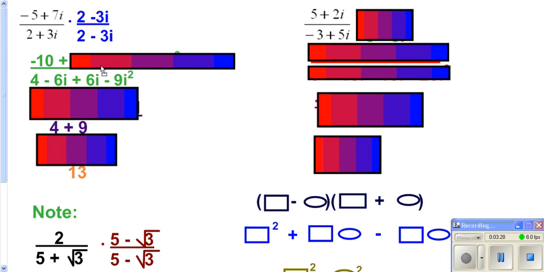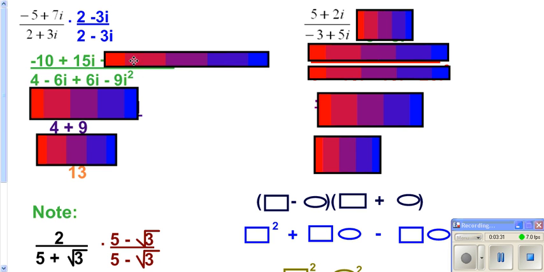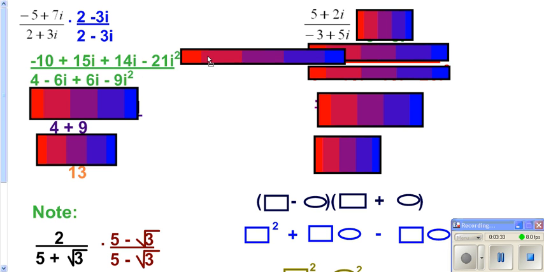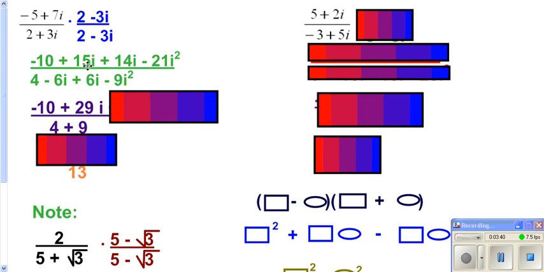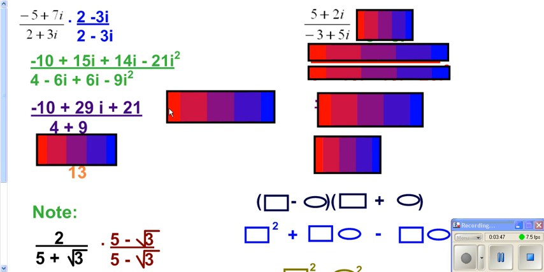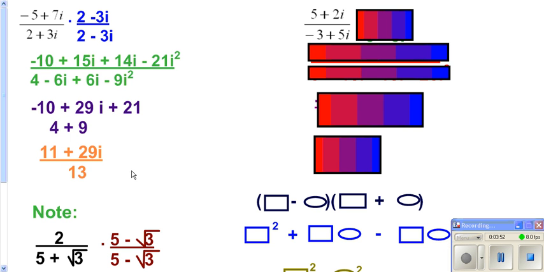Now all you have to do is FOIL out the top: first terms, outer terms, inner terms, last terms. These combine together to give you a 29i. Remember this is a -1 for your i squared. Combine together your 21 and your -10. Now if you wanted, you could go ahead and write that as two separate fractions, an 11 over 13 plus a 29i over 13. Either one would be fine.